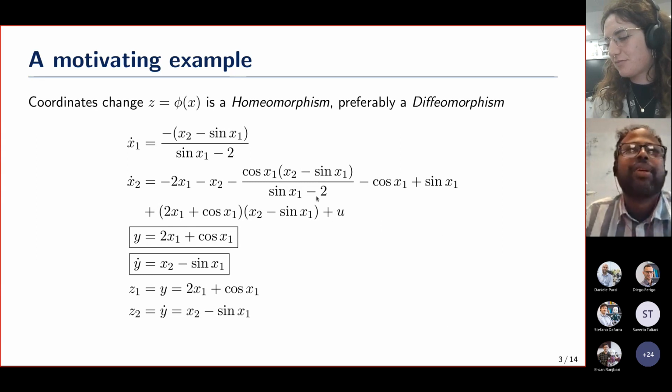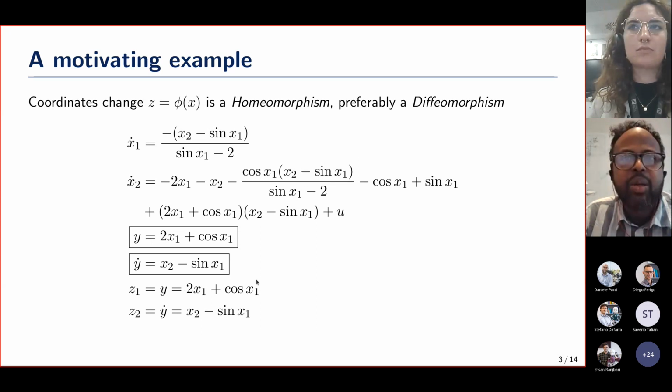Yes. So, okay, let's take the output itself and call it Z1. So Z1 is just the same expression as the output, so a function of X1 and X2, basically. And let's take the first derivative of the output and call it Z2. So this is a new coordinate.